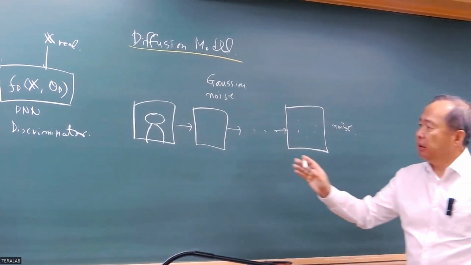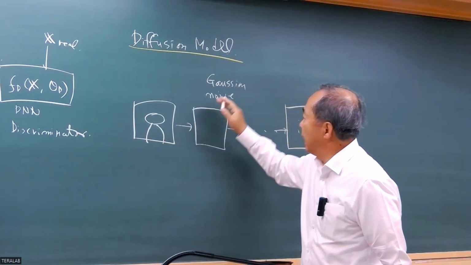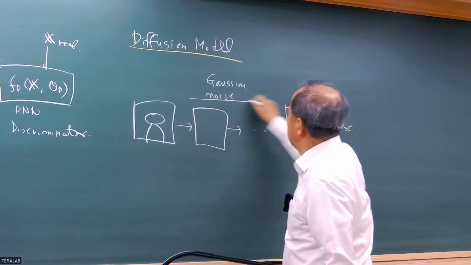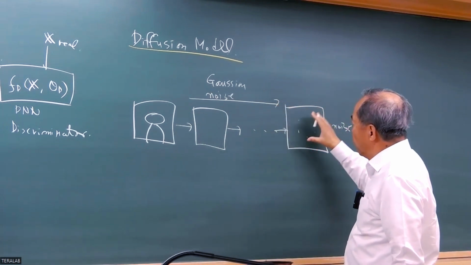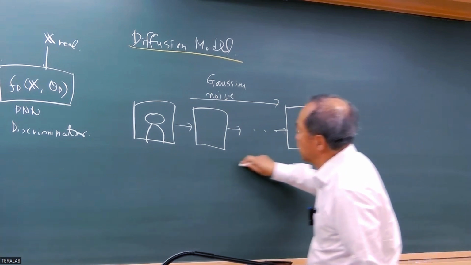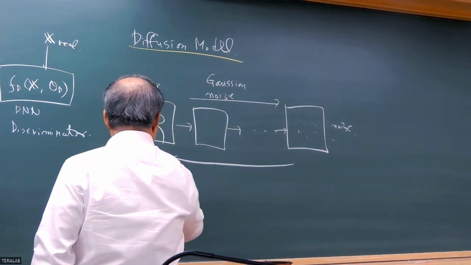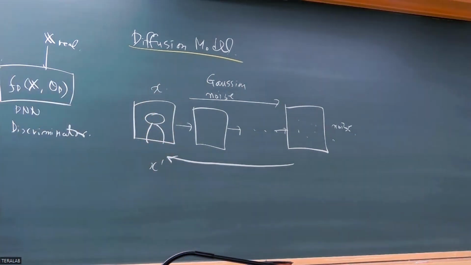They have a deep neural network to add Gaussian noises, and then at one point they go in the backward direction. By comparing the initial image and the reproduced image, we can define the loss function.